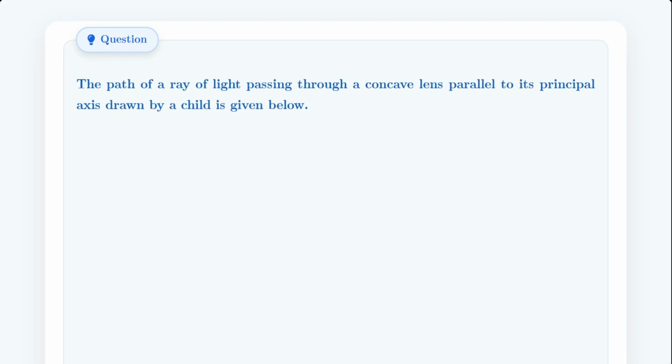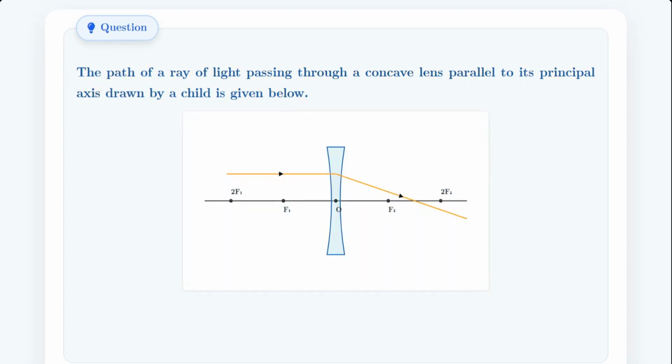Hello. Let's solve this interesting physics question based on ray diagrams. The path of a light ray passing through a concave lens parallel to its principal axis, drawn by a child, is given below. Take a close look at this drawing.